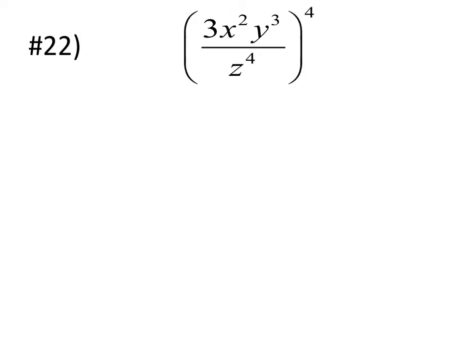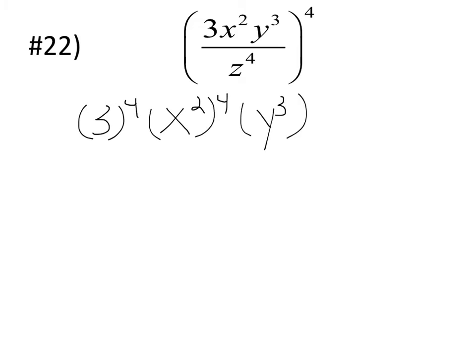Okay, so if you have an exponent, it has to go to every piece of the puzzle. So not only is it going to the numerator and denominator, it's going to every piece in the numerator, okay? Since there's nothing I can do inside the parentheses first, I'm going to go ahead and give the 4 to every piece. So it's 3 to the 4th power times x squared to the 4th power times y cubed to the 4th power all over z to the 4th power.